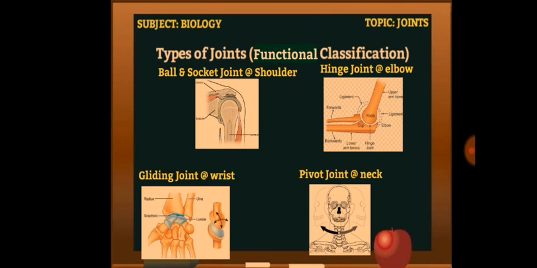So we have examples of joint according to the functional classification shown here. The ball and socket joint at the shoulder, hinge joint at the elbow, gliding joint at the wrist, and the pivot joint at the neck.